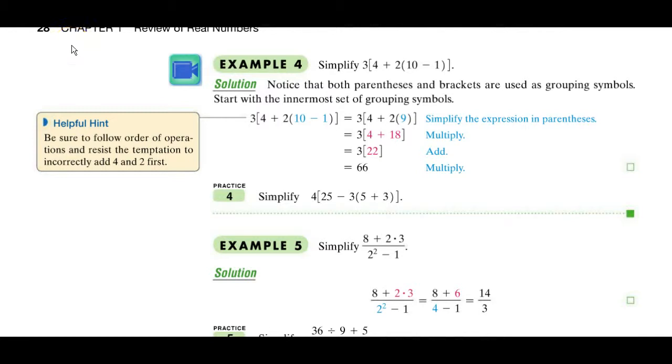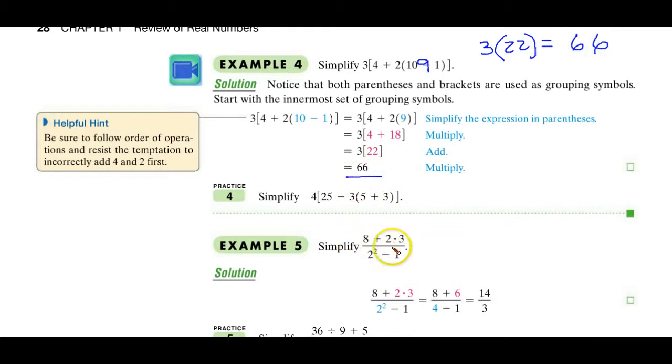All right, let's take a look at this one. So when you have a series of parentheses like this, you do the innermost parentheses first. So this is going to be a 9. 2 times 9 is 18. This will be an 18 here. And then 18 plus 4 is 22. So we now have 3 times 22. That's going to be 66.